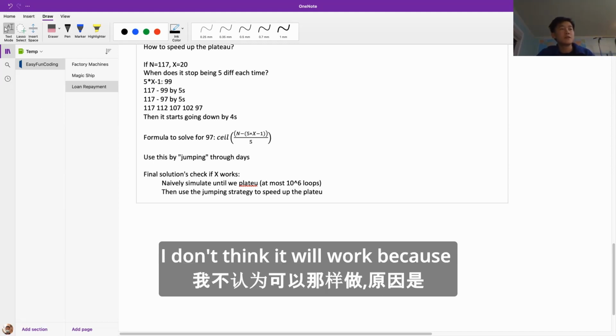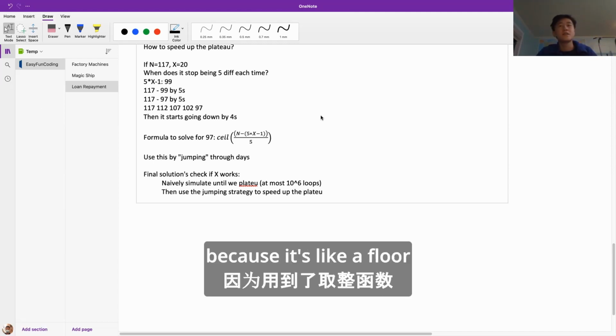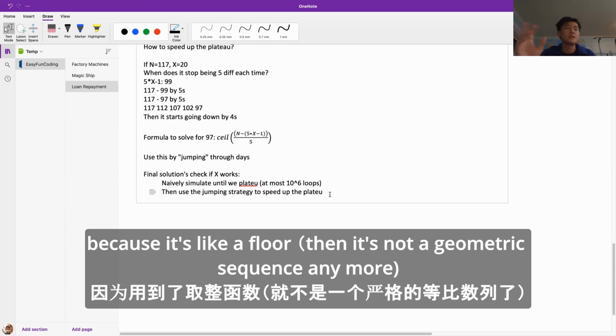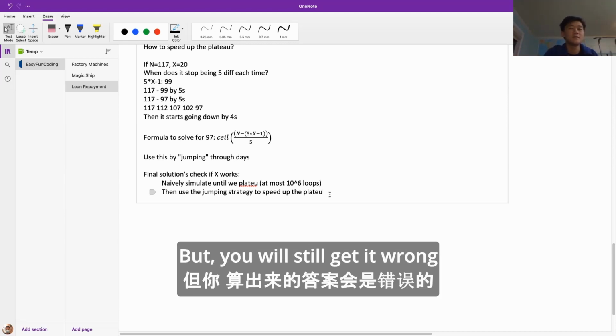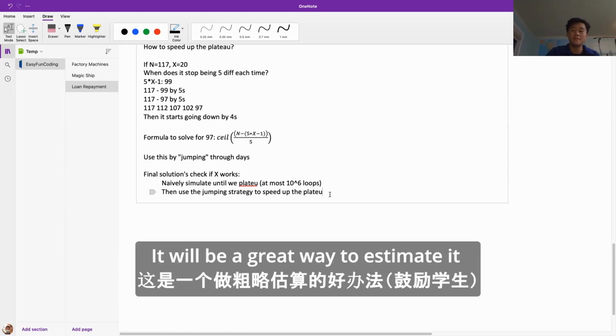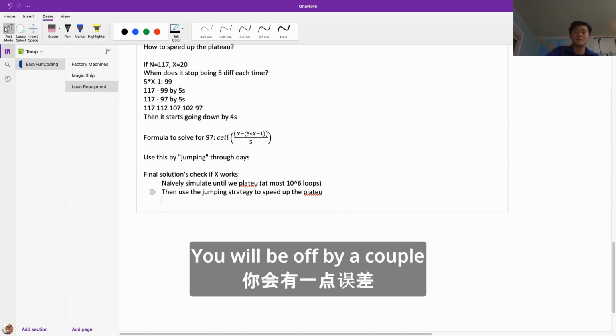I don't think it will work because there's like a floor. Yeah, I think it could, because there's like a floor involved, your answer will end up being off like a couple of days even. But yeah, you'll still get it wrong. It'd be a great way to estimate it, but you'll be off by a couple, so it wouldn't work.